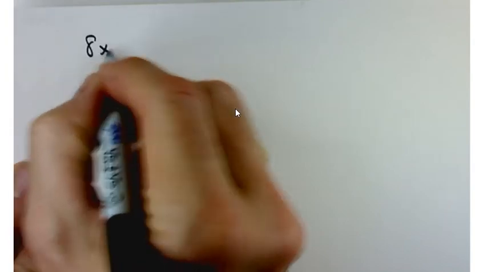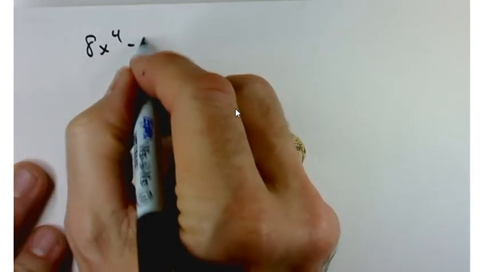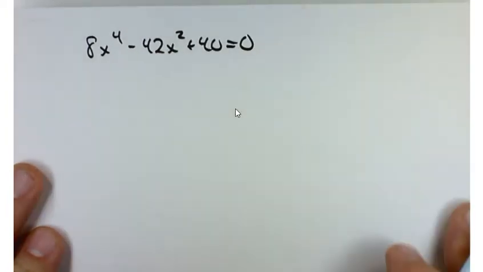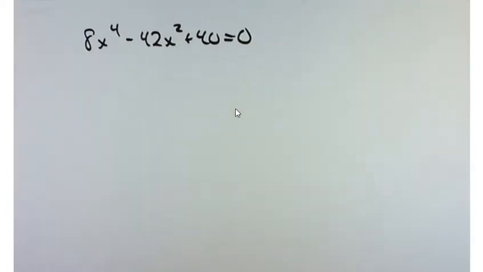And it might help to have out your computer on this one. We will lean on it a little bit. 8x to the 4th minus 42x squared plus 40 equals 0. This one came directly from Newton. And when I saw this, I was a little less than happy.